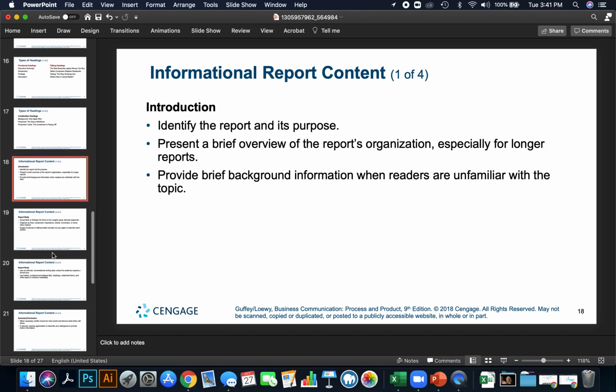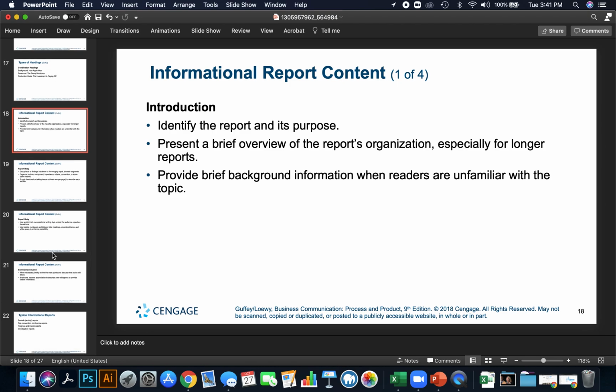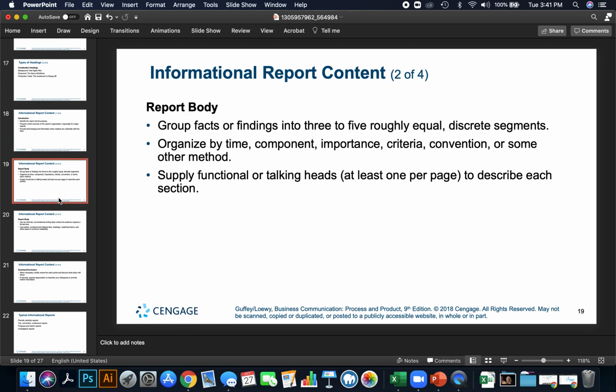Informational report content. The introduction. Identify the report and its purpose. Present a brief overview of the report's organization, especially for longer reports. And provide a brief background information when readers are unfamiliar with the topic, maybe a definition.